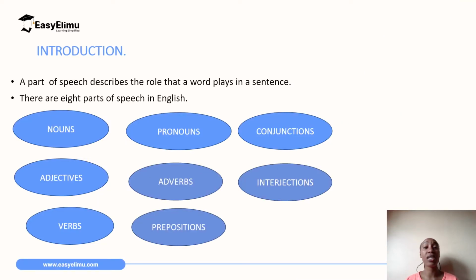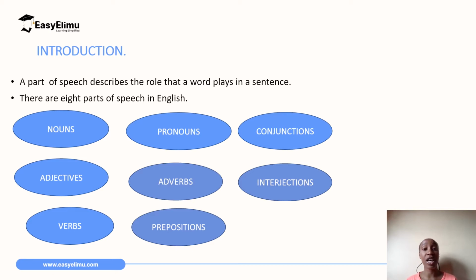And so a part of speech, which is also known as a word class, describes the role that a word plays in a sentence. So a sentence is made up of different words, and all these words play different roles, and that is what a part of speech does.